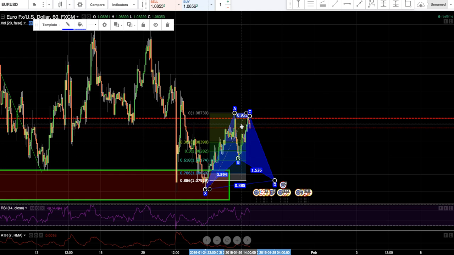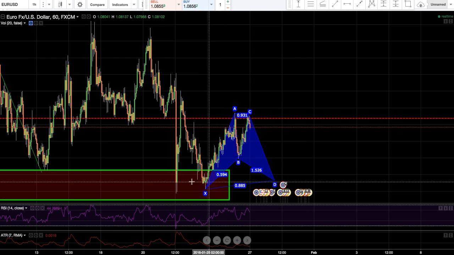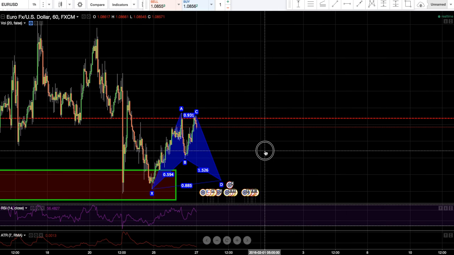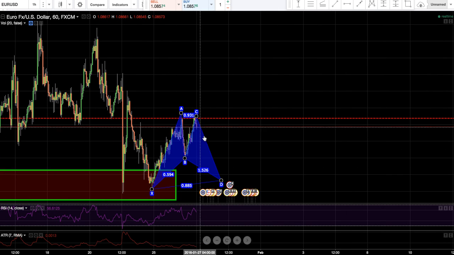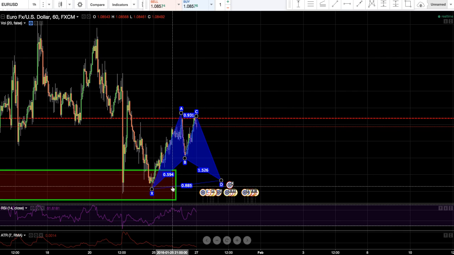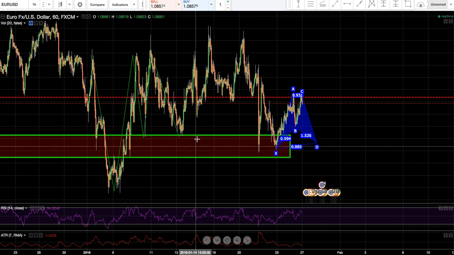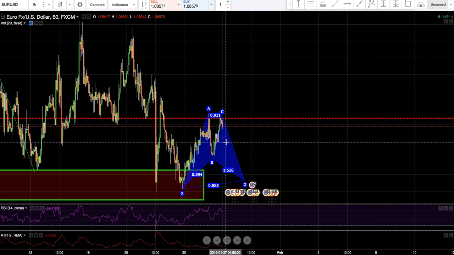So this would be an extremely interesting pattern to trade, right? I would like to see this pattern go down here to the 886, just because I'm loving this structure level right here, this support level. So that would be pretty awesome.